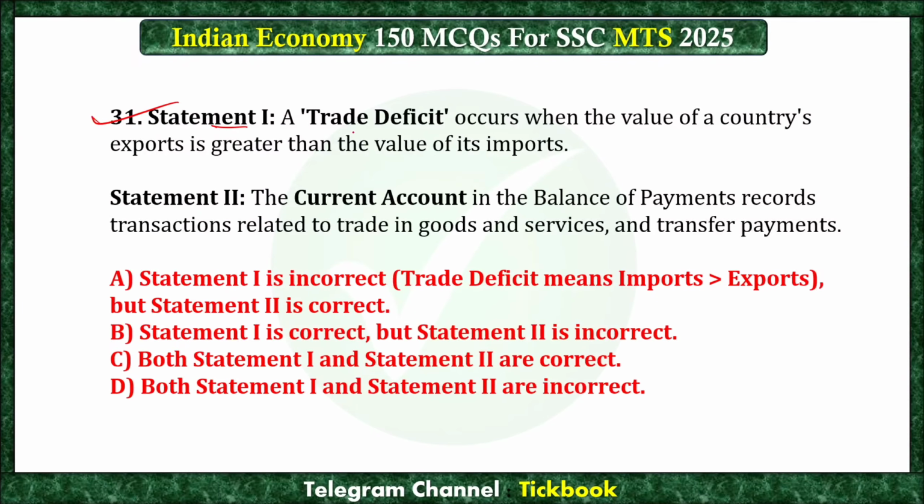Question 31: Statement 1. A trade deficit occurs when the value of a country's exports is greater than the value of its imports. Statement 2. The current account in the balance of payments records transactions related to trade in goods and services and transfer payments.